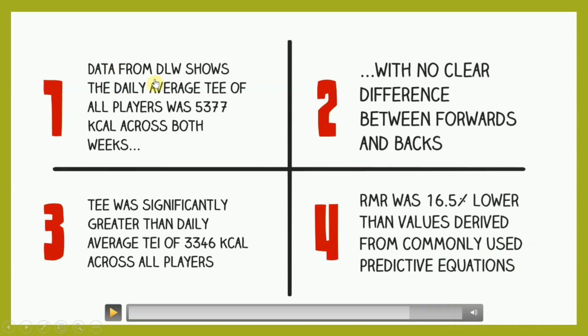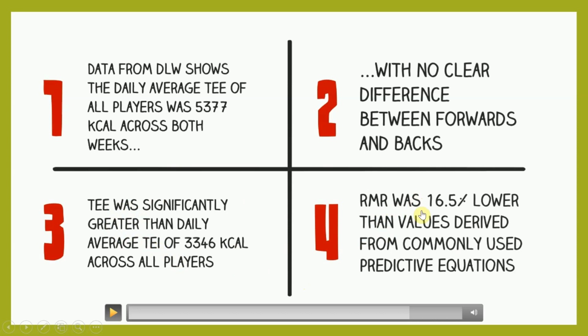Okay, so data from this study shows the daily average total energy expenditure of all players, the rugby league players, was 5,377 calories across both weeks of the trial. There was no difference between the forwards and the backs. Total energy expenditure was significantly greater than the daily average total energy intake of 3,346 calories across all players. So as a coach and a trainer, I'd be very interested in that, because that shows they're burning more energy than they were taking in.